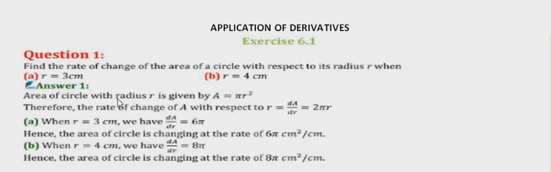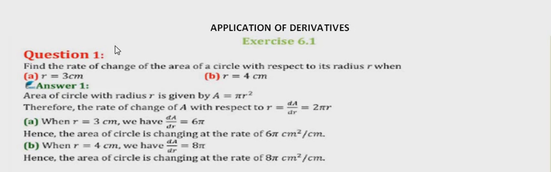The area of the circle with radius r is A equals pi r square. It is asked what is dA by dr, meaning rate of change of area with respect to radius. So simply dA by dr means pi into 2r, which is 2 pi r, like pi into x square gives 2 pi x. This is pi r square, so this is 2 pi r. So this is the value of dA by dr.